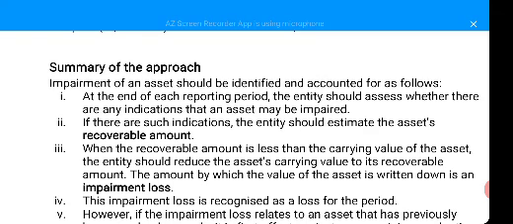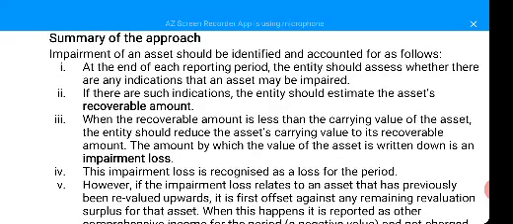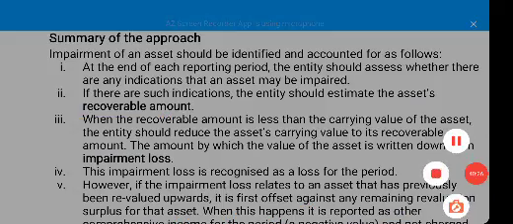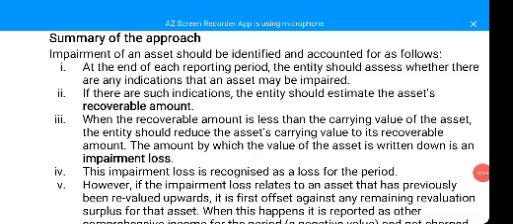So in our exam, they must ask us to say the external indication of impairment and internal indication of impairment. You should know the internal and external indication of impairment. Two, if there are such indications, the entity should estimate the asset's recoverable amount. So the recoverable amount is always what you estimate, using your fair value less cost to sell and your value in use. So our recoverable amount is based on our fair value and our value in use.